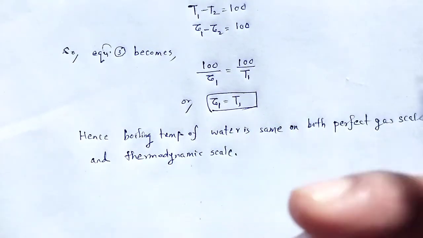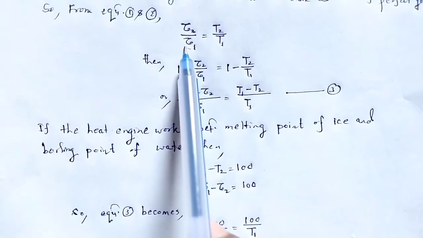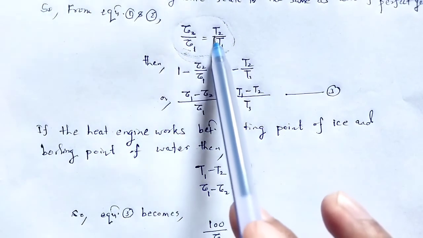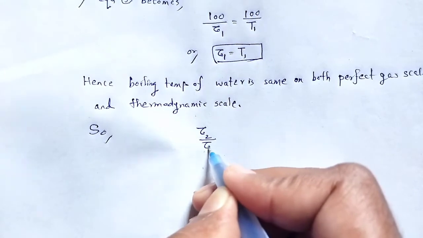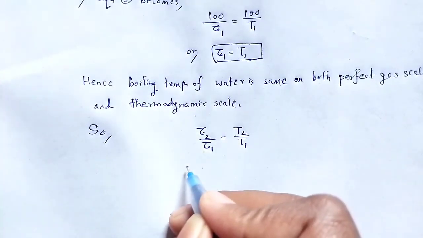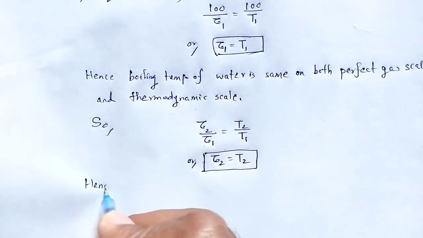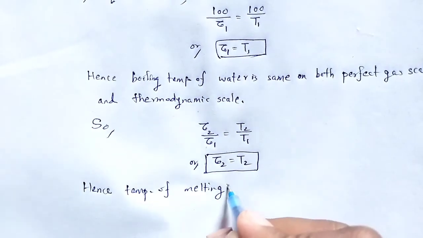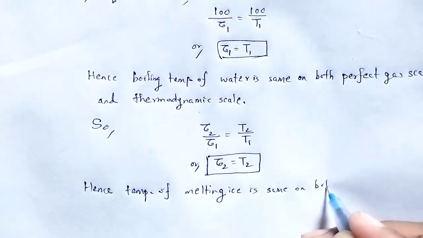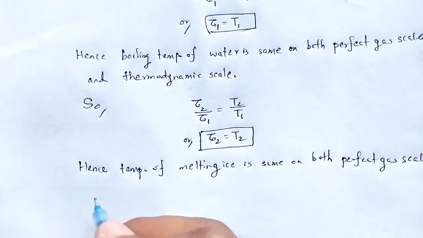Again, from that equation, tau 2 is the same as T2, since tau 1 is equal to T1. So tau 2 by tau 1 is equal to T2 by T1, or tau 2 is the same as T2. Hence, the temperature of melting ice is the same on both the perfect gas scale and the thermodynamic scale.